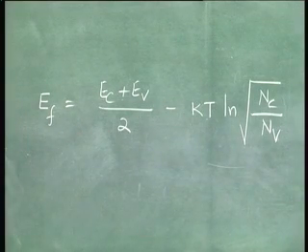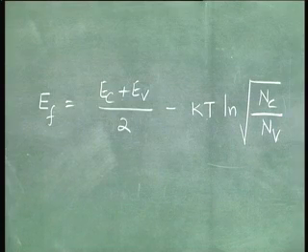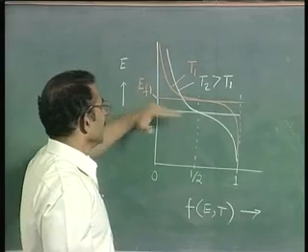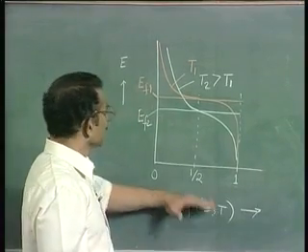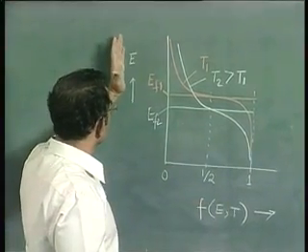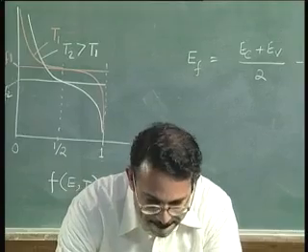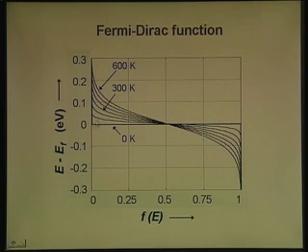So when you plot the Fermi Dirac function as a function of absolute energy, the variation in Fermi level with temperature will be seen. Whereas if you plot the Fermi Dirac function with respect to E minus EF, as shown in this slide, in that case the variation in Fermi level with temperature will not be seen.